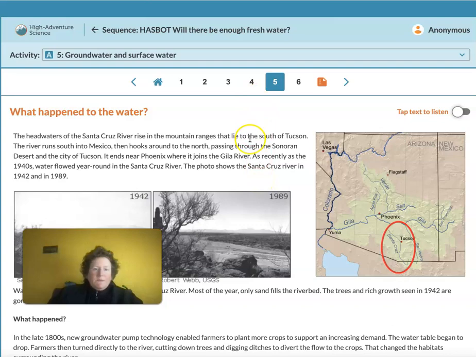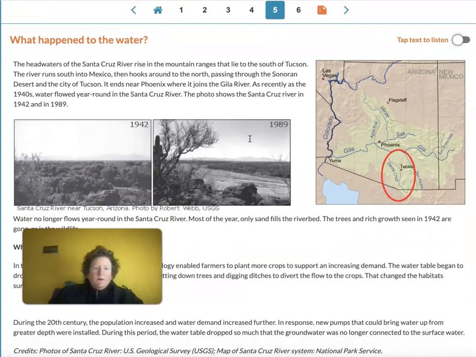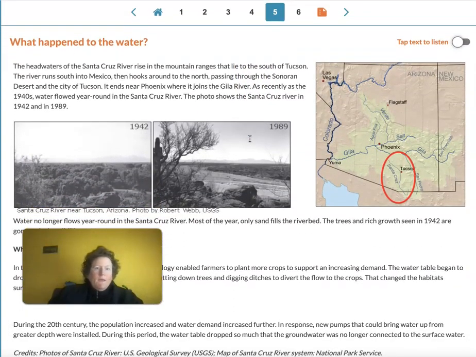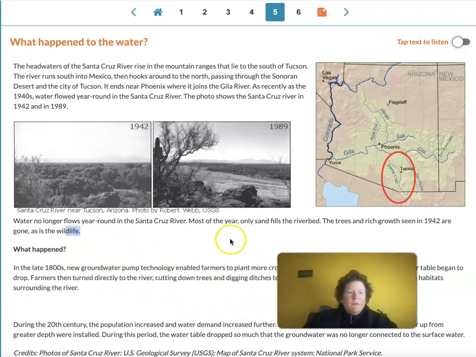So we're going to go to page 5. What happened to the waters? The headwaters of the Santa Cruz River rise in the mountain range that lies to the south of Tucson. That's in Arizona. The river runs south into Mexico, then hooks around to the north, passing through the Sonoran Desert and the city of Tucson. It ends near Phoenix, where it joins the Gila River.